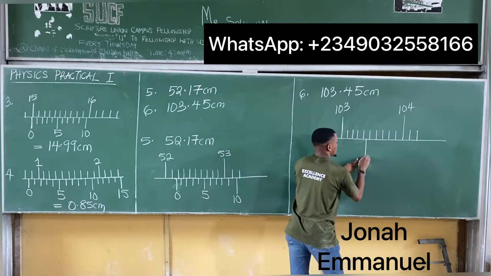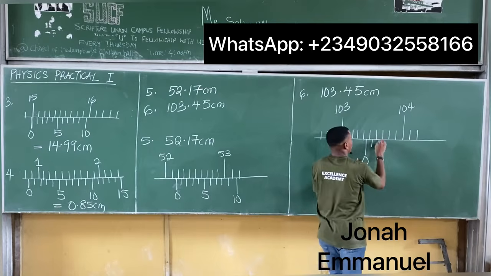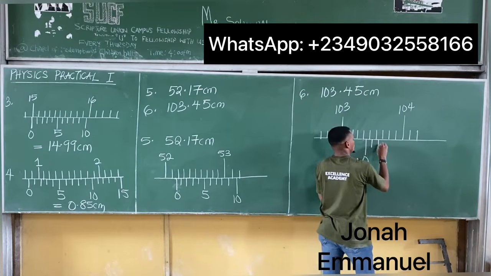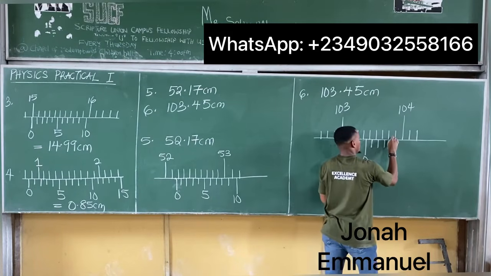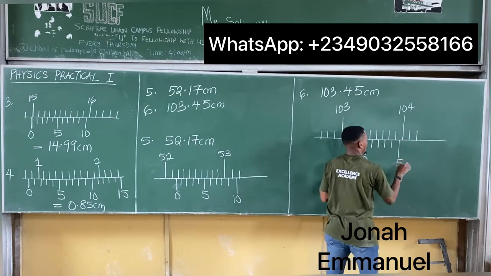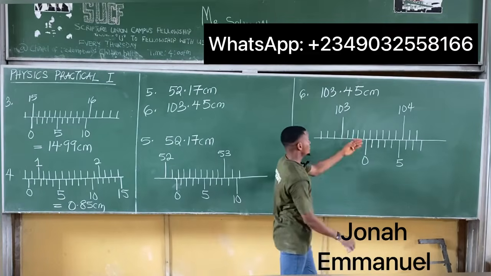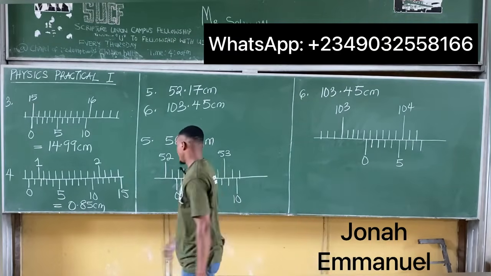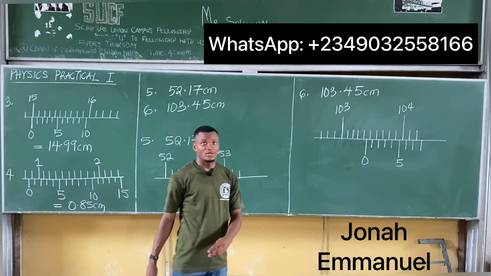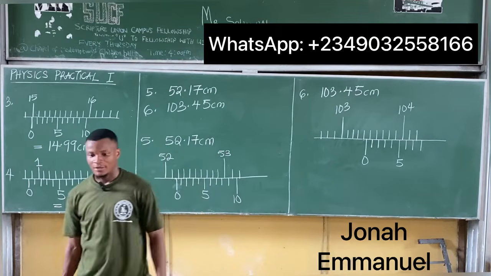I'll come down here, put 0. I'll have 1, 2, 3, 4, 5. So I have 5 here. 6, 7. All right. So this is 103.45 cm. So that's how we get to this. Hope you got it correctly.